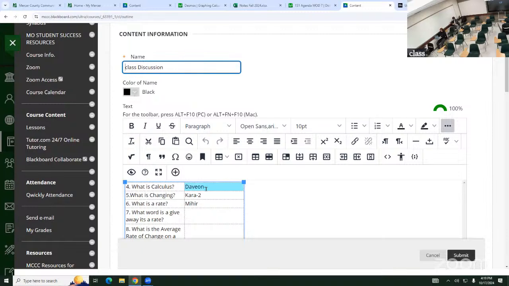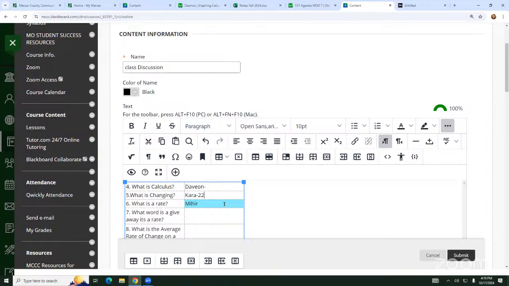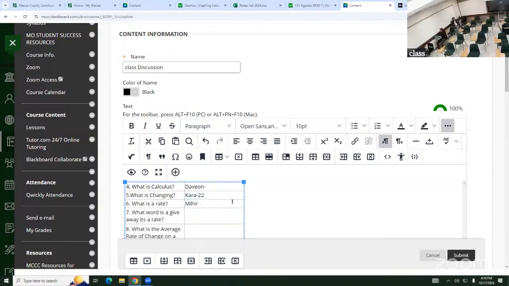Is Kara here? Kara's not here. Mahir, what are the 2 rates of change? Your question's too hard. What are the 2 rates of change? Mahir, you're here. Average and instantaneous. Very good. Average and instantaneous. So we've been studying change, right?